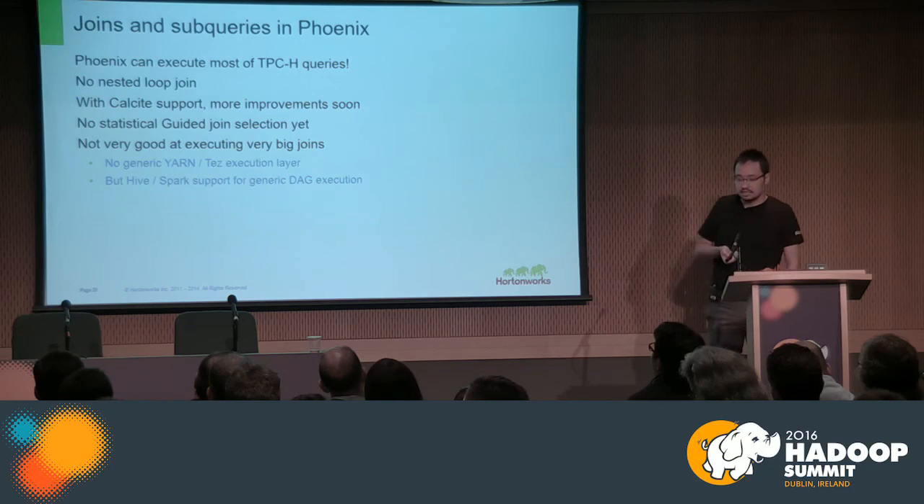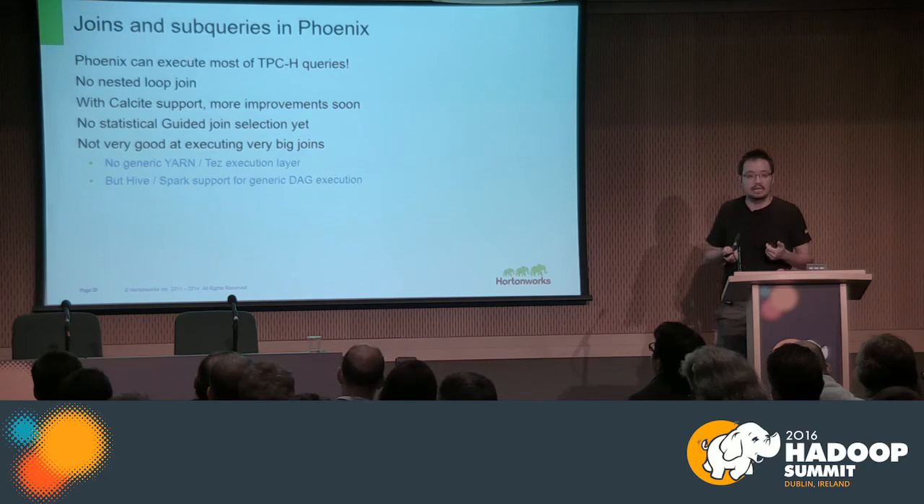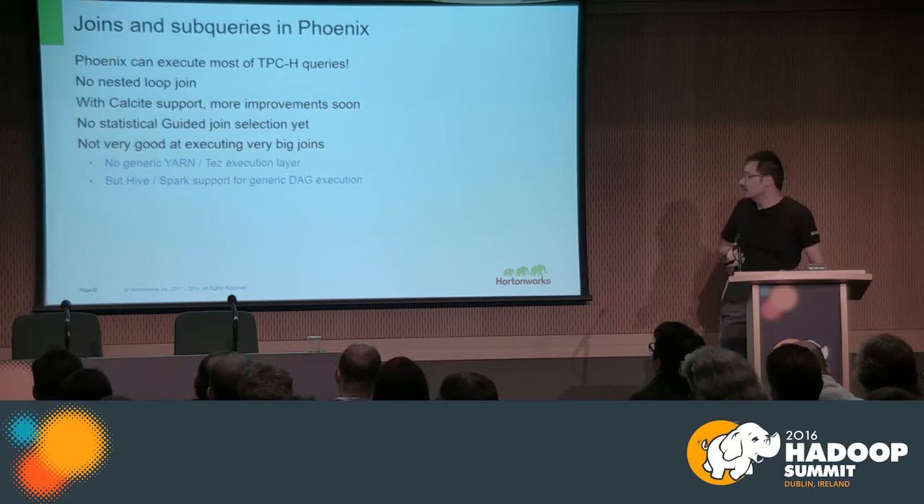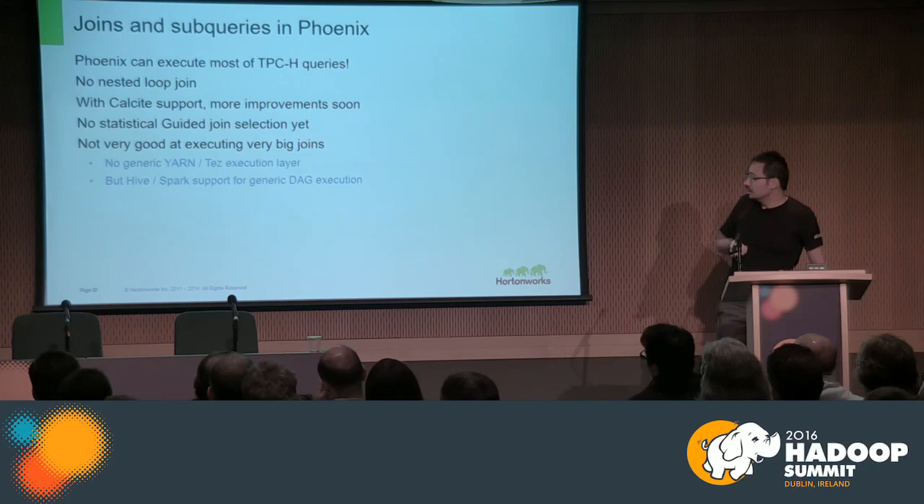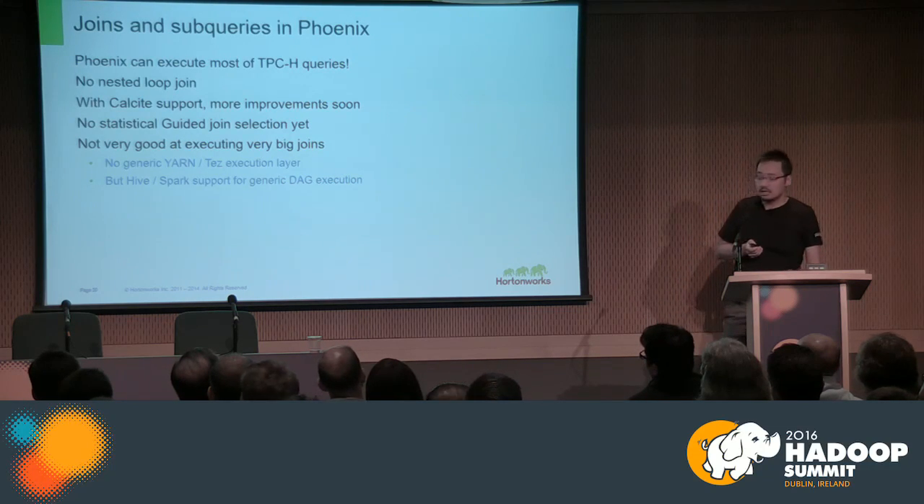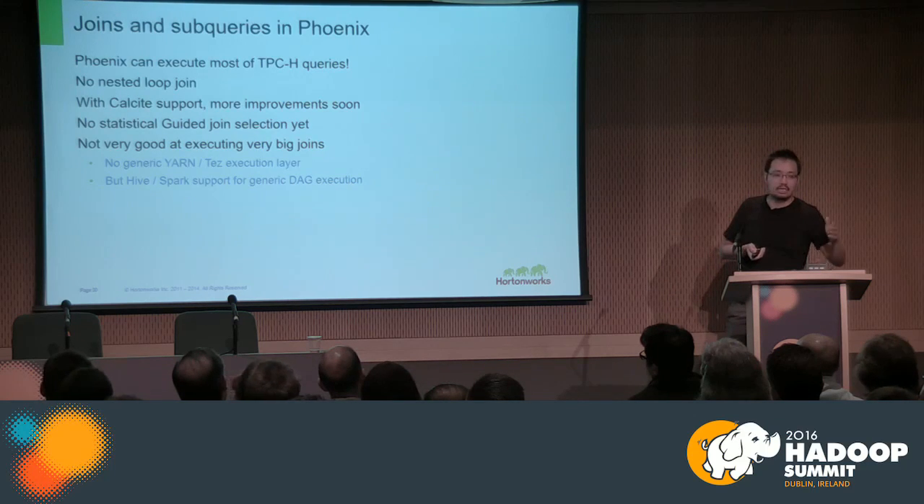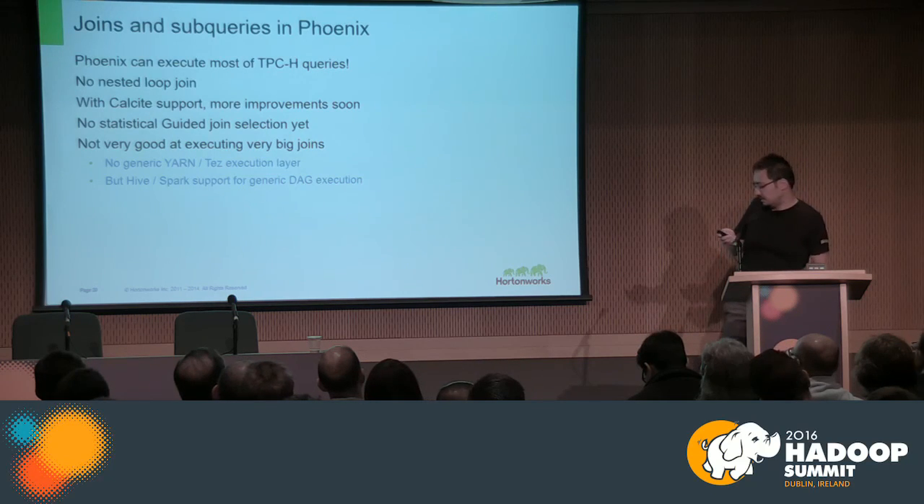And Phoenix is not known to basically be very good at executing very large joins. But it has excellent support for Spark and Hive support is also coming. So Phoenix tables can be defined in Spark and also Hive, so that you can execute the join in Spark or Hive from the Phoenix table data.